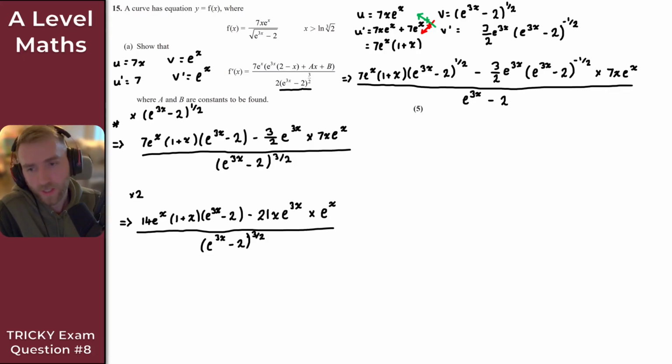Right, so what can I do here? Oops, I forgot to times the denominator by 2 as well. Just get 2 lots of that. There we go, before I make that mistake. And where do we go from here then?